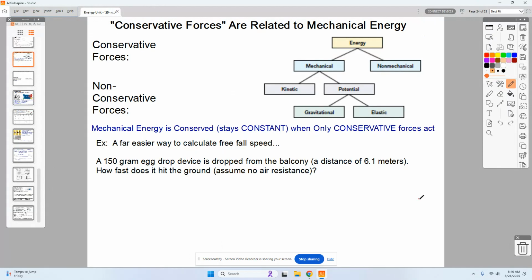Just to help me remember, did I talk a little bit about conservative and non-conservative forces last week? Did we do that? Okay, so we have that portion done. Where I haven't done anything is actually quantifying energy using the law of conservation of energy. Let's go ahead and try this.